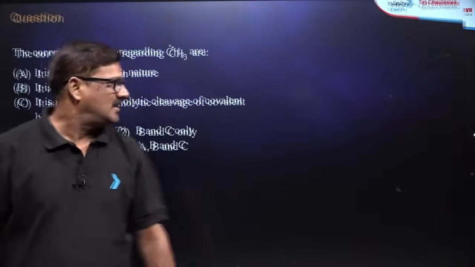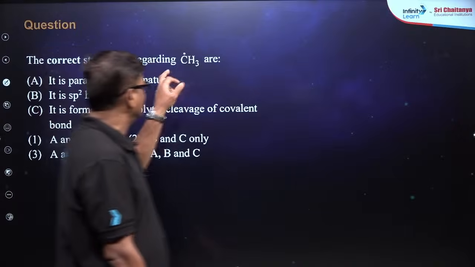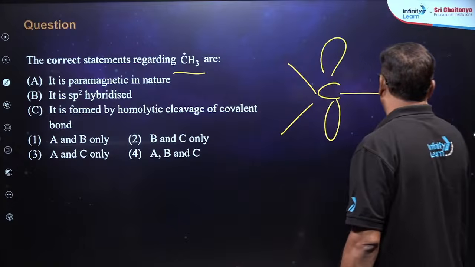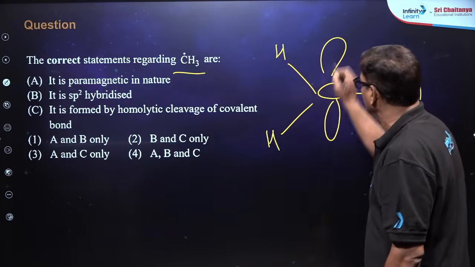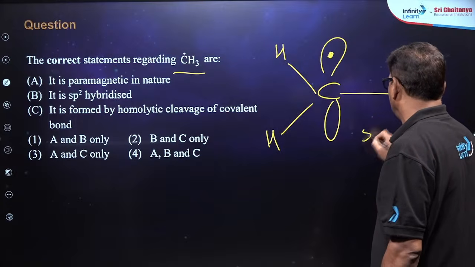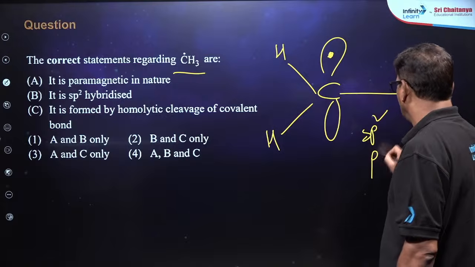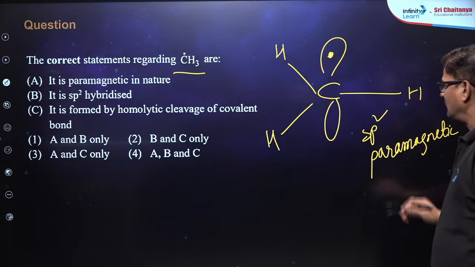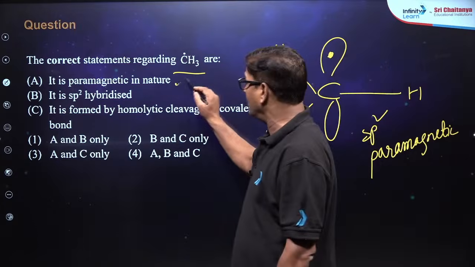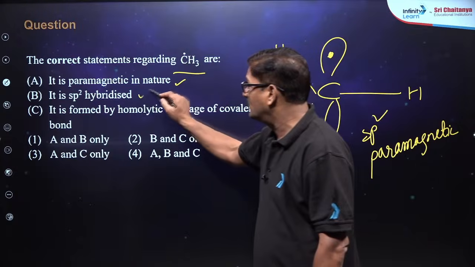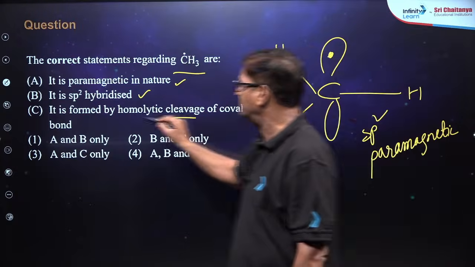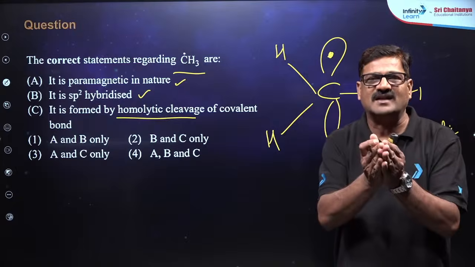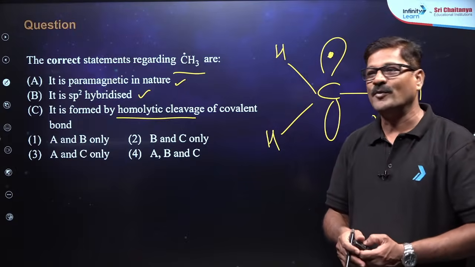Come on. And one more here, the correct statements regarding CH3 dot. It is going to be carbon free radical. So it will be an odd electron system, sp2 hybridized. Due to odd electron, it is paramagnetic. It is a planar molecule. And always free radicals are formed by homolytic fission. When the bond is exactly broken into half, it is called homolytic fission.